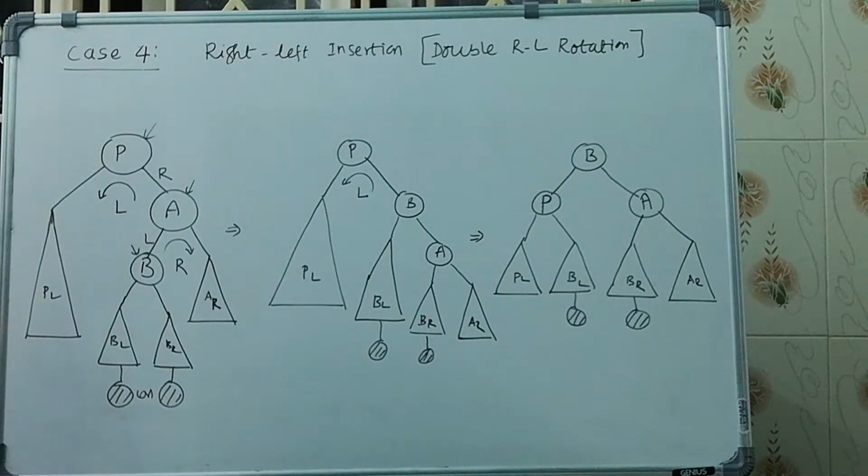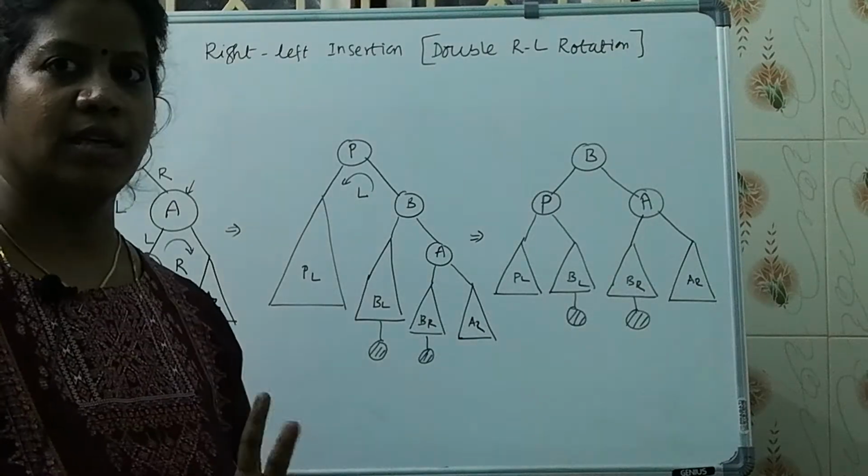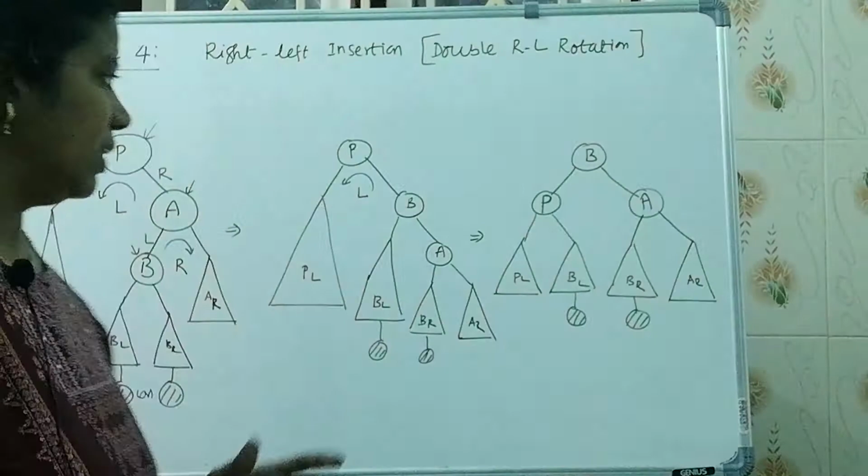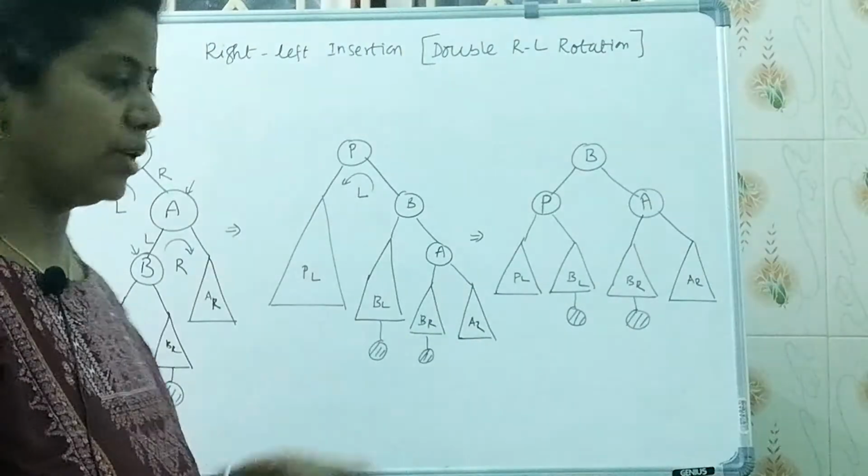Okay, this is the last case. So case 1 and case 2 require single rotation, whereas case 3 and 4 require double rotation. Now let us take an example in order to understand this.